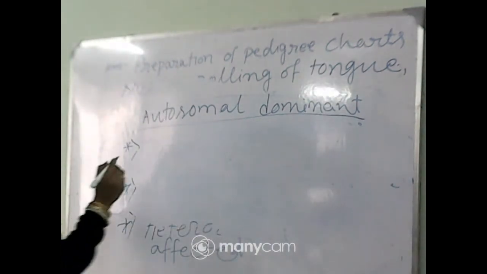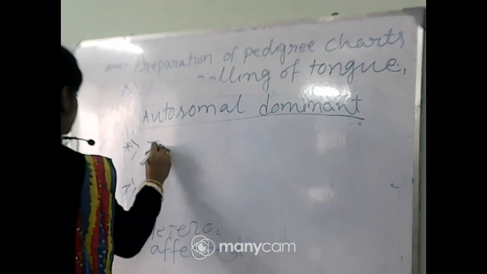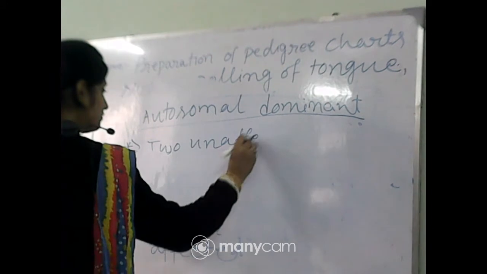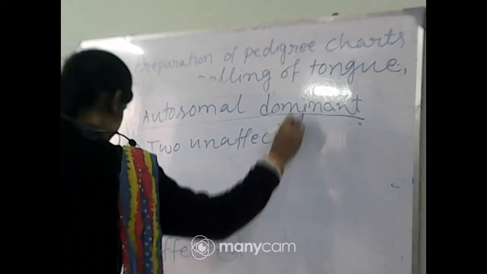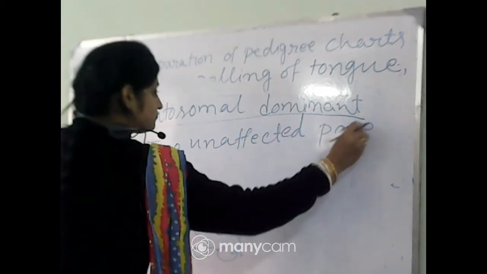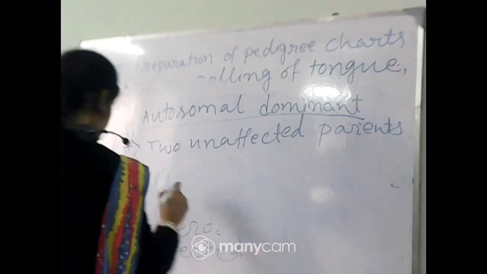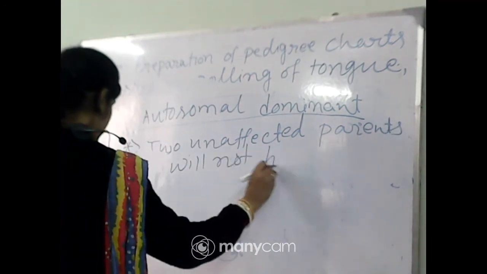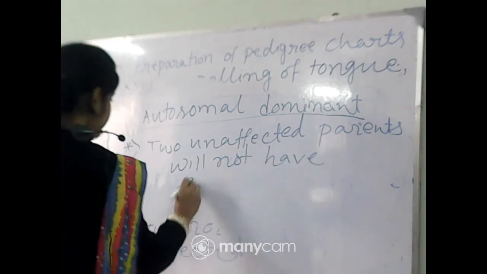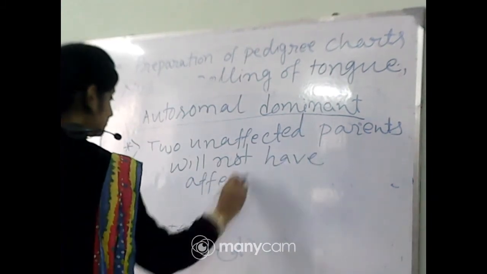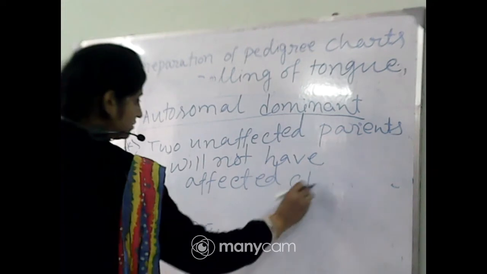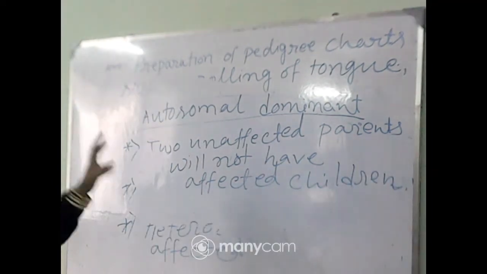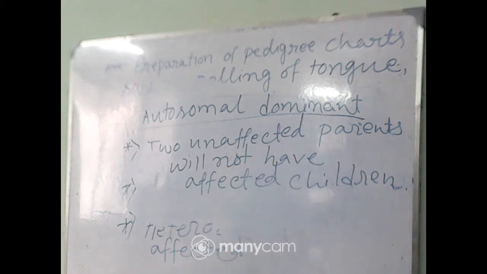Okay. So two unaffected parents will not have affected children. Okay. So these are the main characteristics of the autosomal dominance.